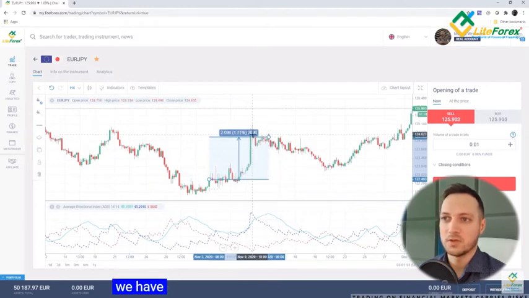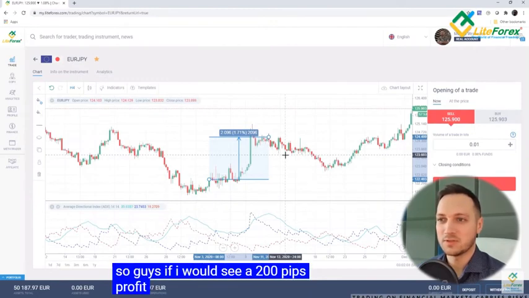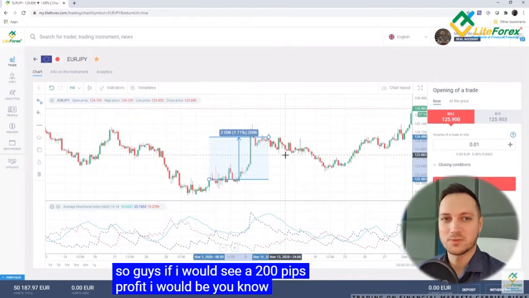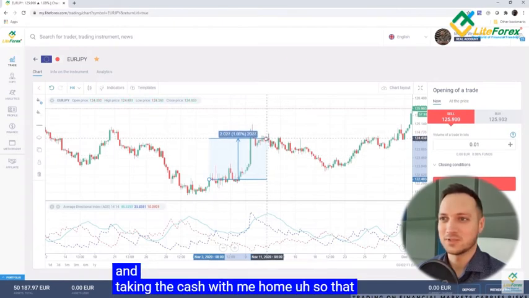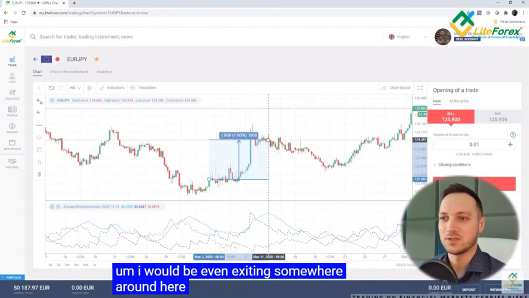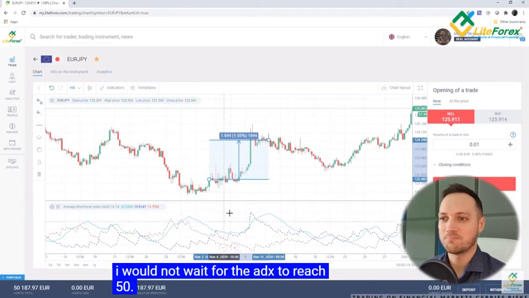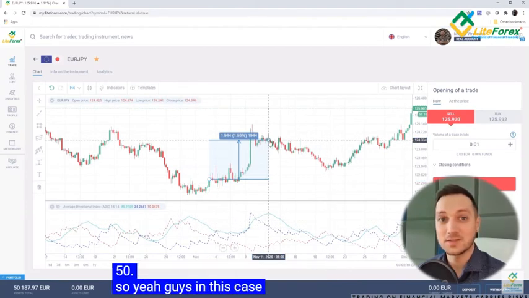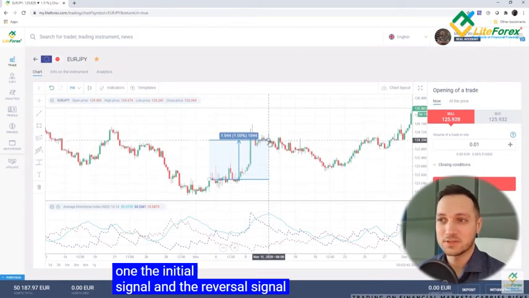we have 209 pips. So guys, if I would see a 200 pips profit, I would be cashing it and taking the cash with me home. I would be even exiting somewhere around here. I would not wait for the ADX to reach 50. So yeah, guys, in this case we have two in one, the initial signal and the reversal signal.